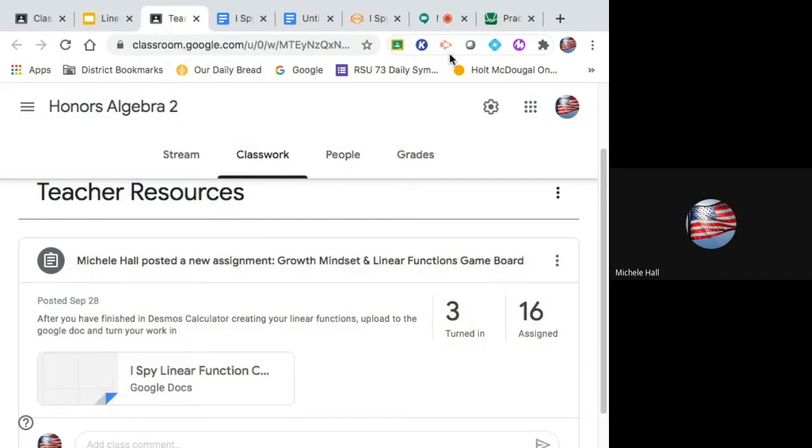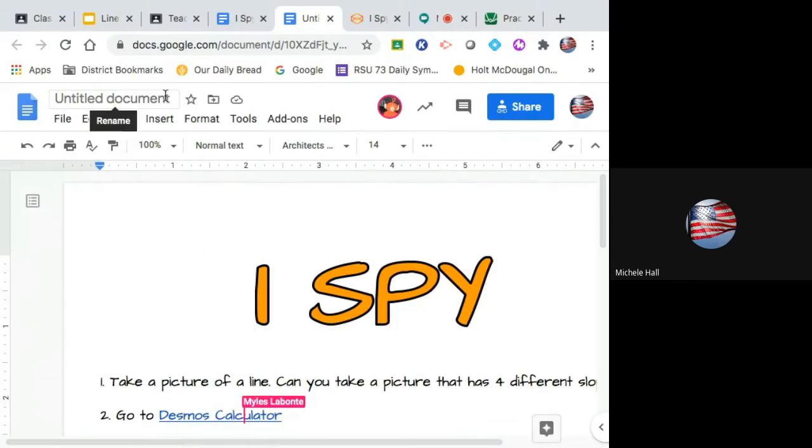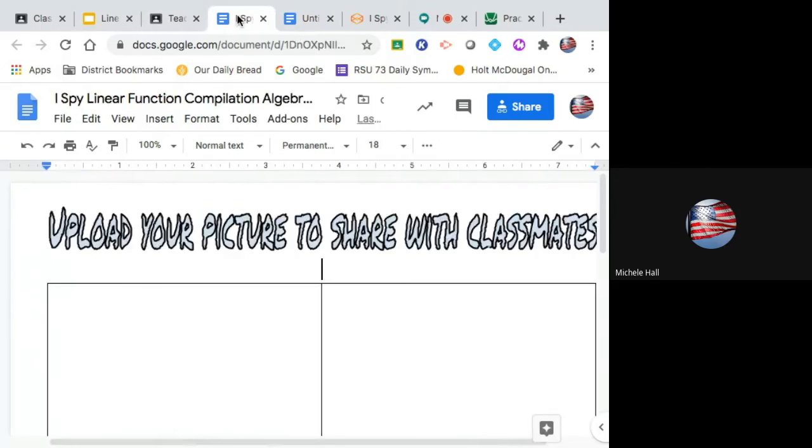How about looking at Desmos? How would I do that link? Like, if you guys go to Google Classroom right now, why don't we do this? Go to Google Classroom and click on the linear function board so that you have it. Maybe you already have a document. I know some of you guys do. I'm looking for everybody to get to this document right here. Upload your picture to share with classmates.